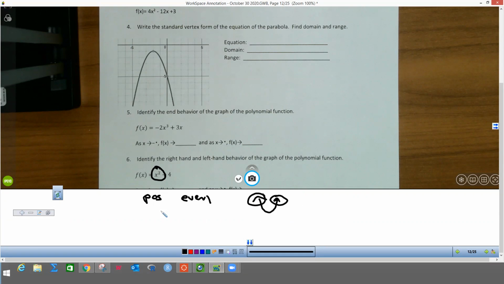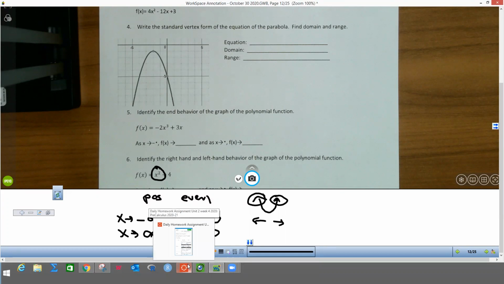So what that's supposed to look like is, as x approaches the left, infinity. As we go this way for x, the y values are going to positive infinity, they're going up. And as we go to the right for x, the y values are also going up. That is called end behavior, and that's the end of that problem.